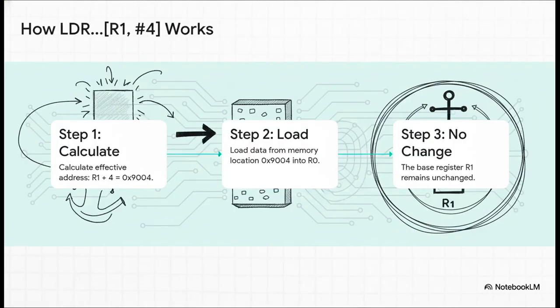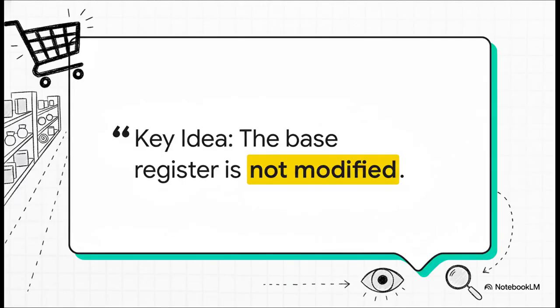So if our register R1 starts at 9000 again, we calculate that temporary address of 9004, and we load the data from there into R0. But once that's all done, R1 is still pointing right back at 9000. We never lost our original spot. This is absolutely perfect for when you just need to quickly peek at some data that's nearby, relative to your current position, but you don't want to actually move there.